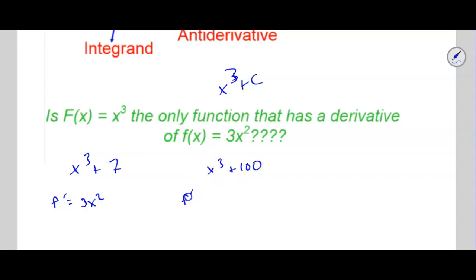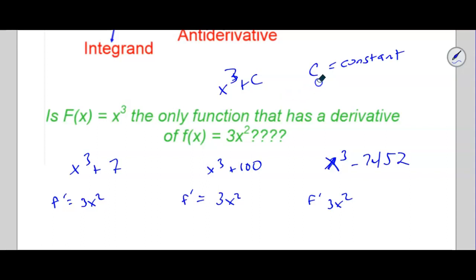Still, the derivative is going to be 3x squared. Even if you had x cubed minus 7,452, this derivative is still 3x squared. You see what I'm saying? So the c just stands for constant. You're not looking for the constant. You're just denoting, when you find the integral of this, that a constant can go here and still have the same derivative of 3x squared.